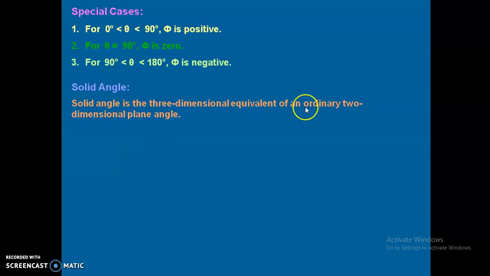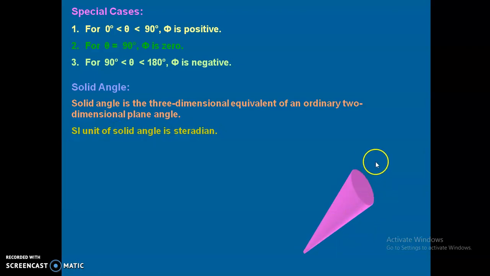Solid angle is the three-dimensional equivalent of an ordinary two-dimensional plane angle. So it is equivalent to plane angle, but in which dimension? Three dimensions. The basic definition is already given in class 11th. You can revise from there. SI unit of solid angle is steradian. We have already studied it in class 11th.